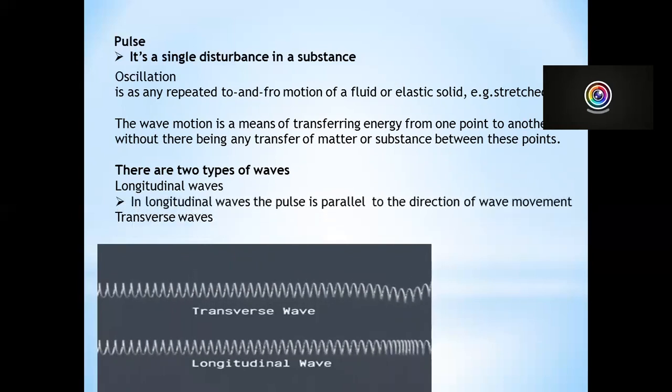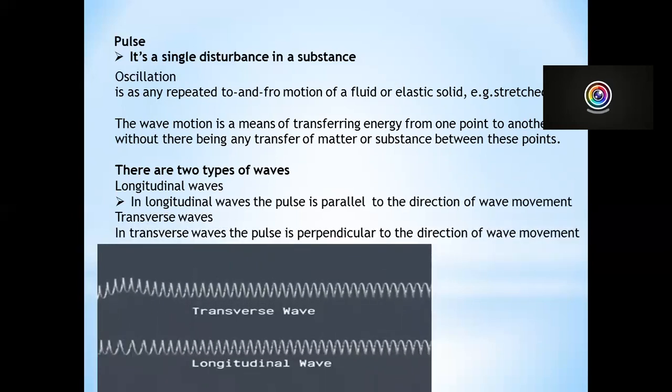In longitudinal waves, the pulse is parallel to the direction of wave movement, while in transverse waves, the pulse is perpendicular to the direction of wave movement, as shown in the diagram below. You can see that in the transverse waves, the pulse is perpendicular to the wave movement. But if you look at the longitudinal wave, you can see that the pulse is parallel to the direction of wave movement.